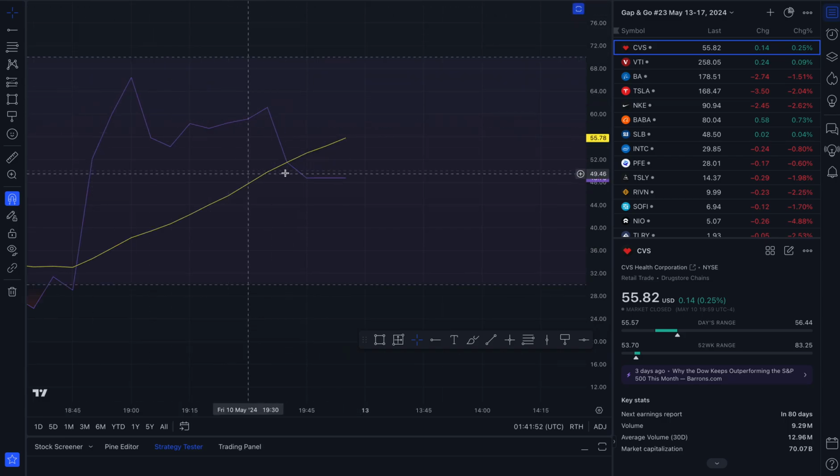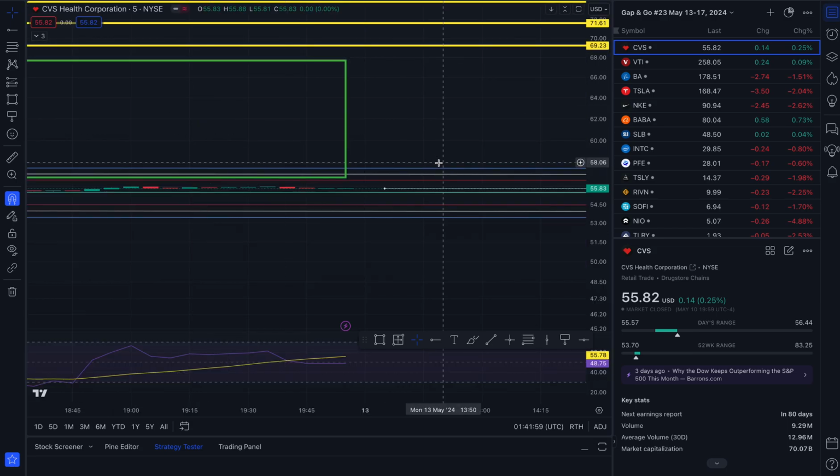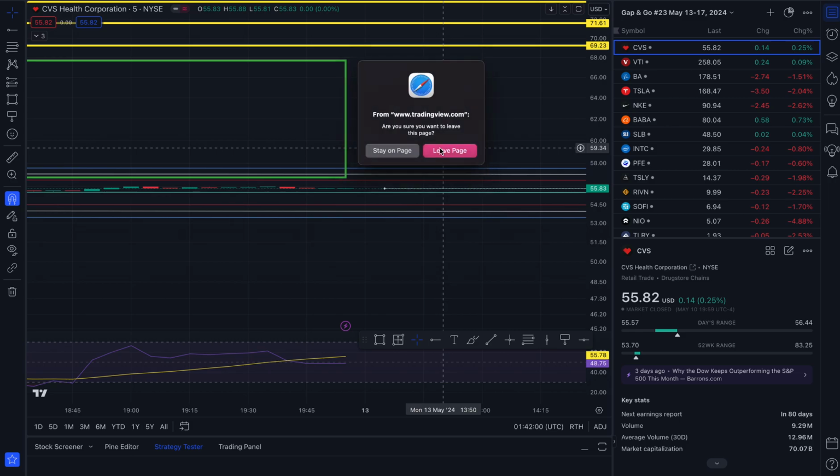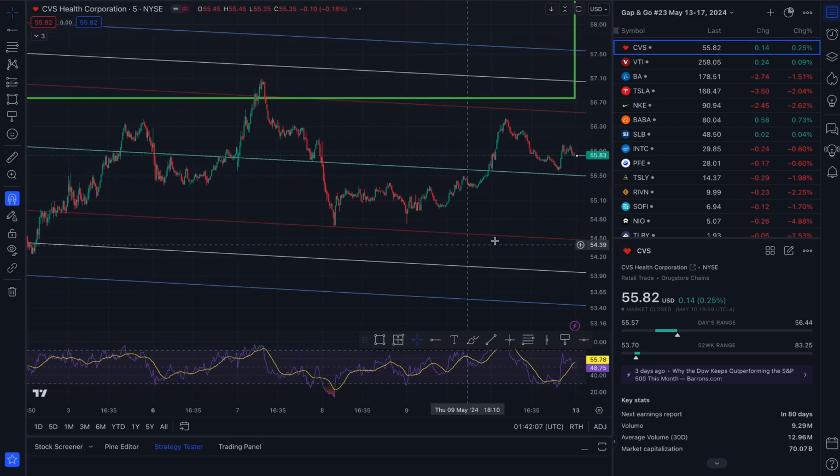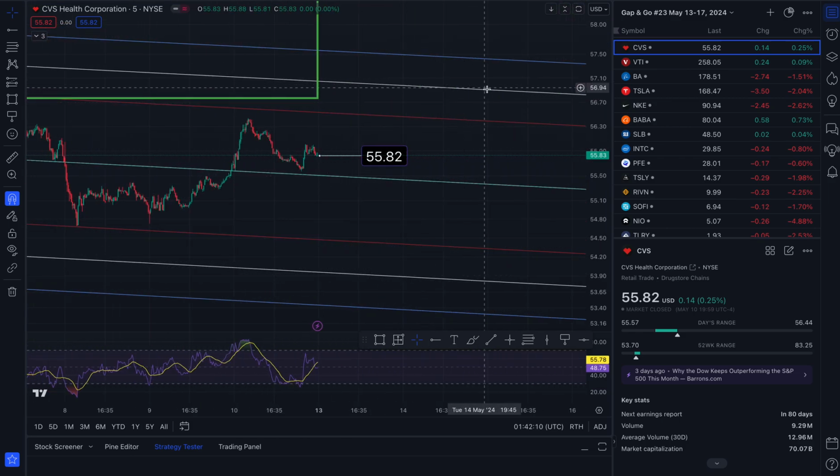Back to the 5 minute. This is not a buy for me. I like it down here. This would have been a potential buy-in. So let's look at the numbers. Command R. Oops, no. Stay on the page. Option R. There we go. Try and try again.